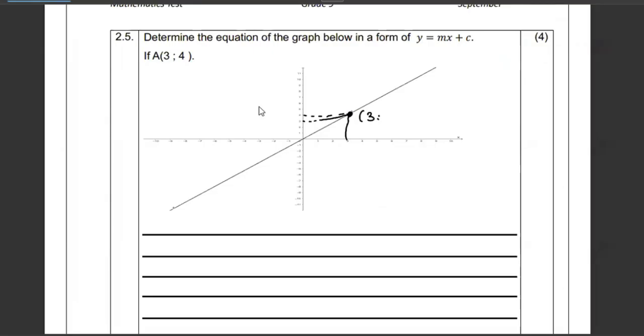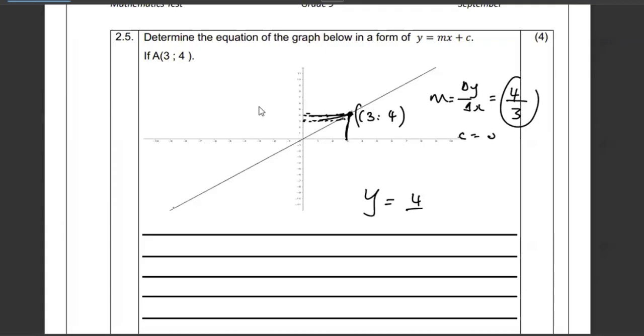It's 3 and 3. Is it 3 and 3 or 3 and 4? It's 3 and 4. Okay, so the gradient, remember I said change in y over change in x. So our change in y is going to be 4 over 3. That's our gradient. The y-intercept is 0. So the equation is going to be 4 over 3x plus 0 because it is passing through the origin.